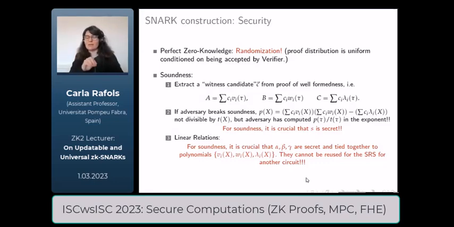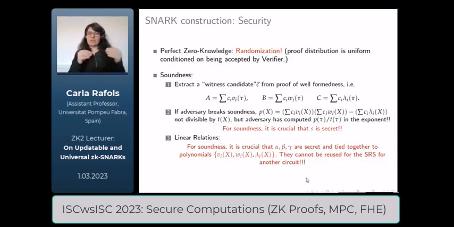Okay, they are divisible by the vanishing polynomial. If they are not divisible, the adversary has computed this quotient in the elliptic curve. But the important thing to note is that the reason this is impossible to do is because this trapdoor tau is not known.